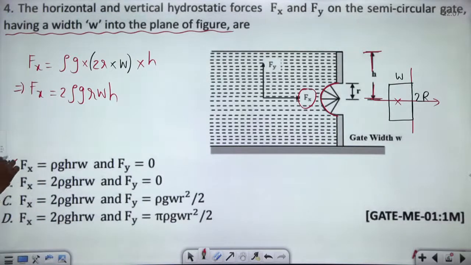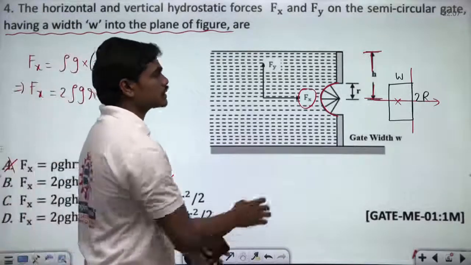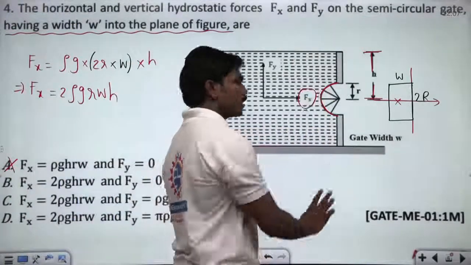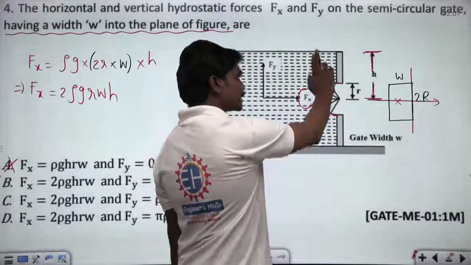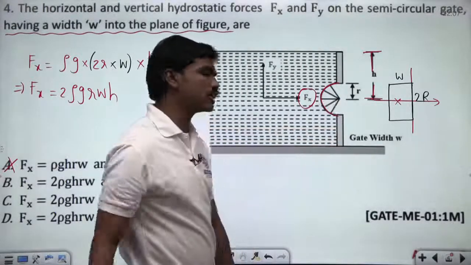So the first option is wrong definitely, because Fx is equal in all other three cases, and definitely this option is also wrong because there will be some net hydrostatic force in the y direction, basically in the vertical direction, because pressure along this interface is not same as pressure along this interface.